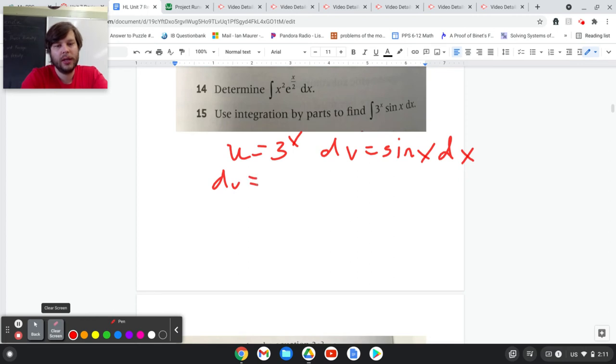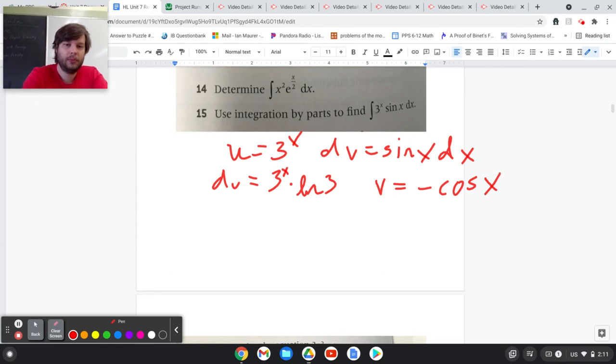So du is 3 to the x, and then e to the x stays exactly the same, but 3 to the x gets multiplied by the natural log of 3. Then the antiderivative of sine is negative cosine. So we apply integration by parts once, and we find that we have negative 3 to the x cosine x, that's uv, minus the integral of v du.